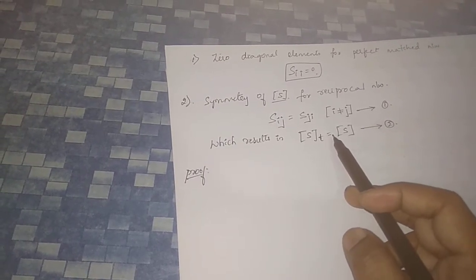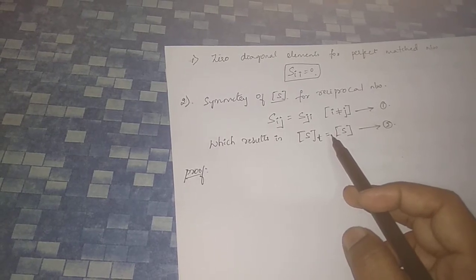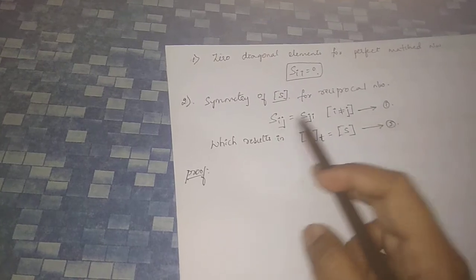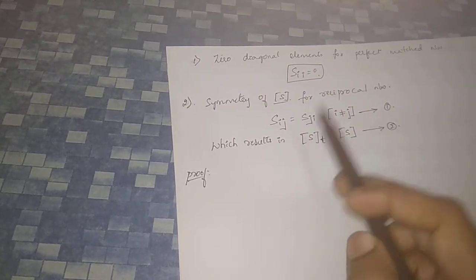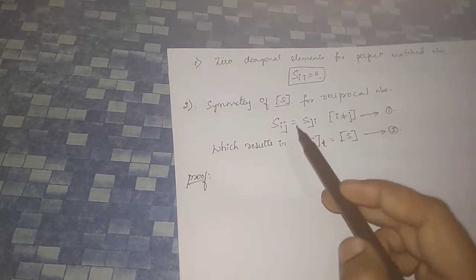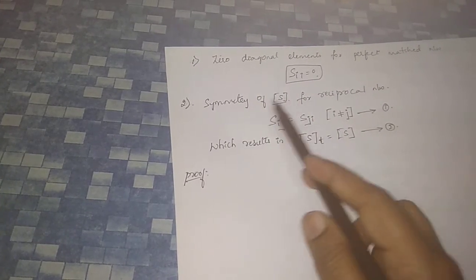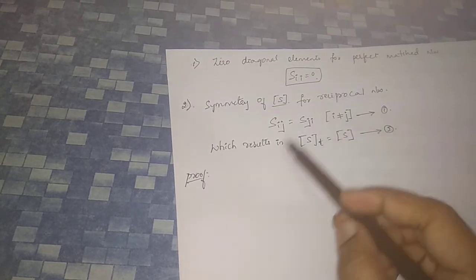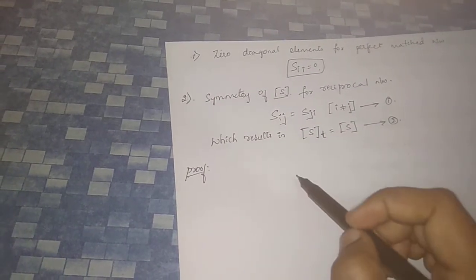So this equation means that a reciprocal device or network has the same transmission characteristics in either direction of a pair of ports, and is characterized by a symmetry of the scattering matrix. Okay, so we'll see the proof of how we can prove this one.